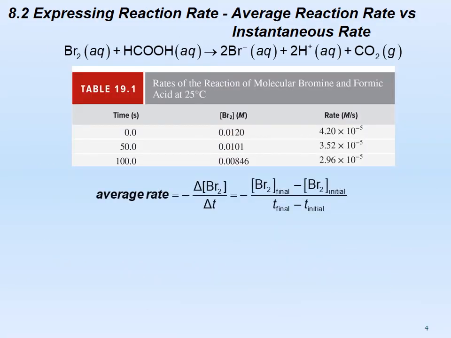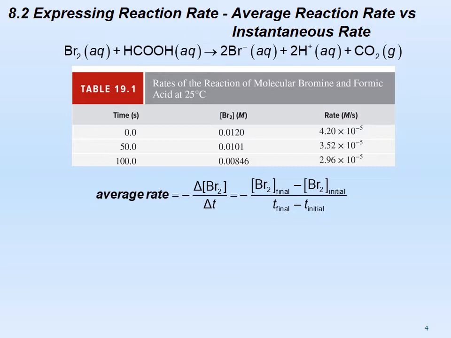For the same reaction involving molecular bromine and methanoic acid, instead of determining instantaneous rate, average rate may be determined. Average rate of reactant bromine is final concentration of bromine minus initial concentration of bromine divided by final time minus initial time. Since bromine is a reactant, its concentration decreases as time passes. Hence, the change in concentration of bromine is negative. Change in time is positive. A minus sign is included before the fraction to ensure that average rate is positive.